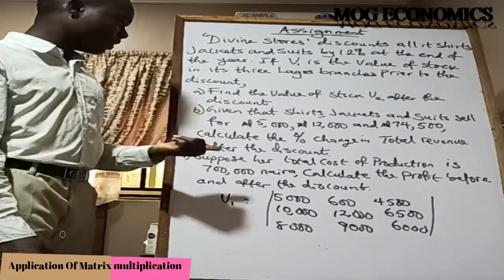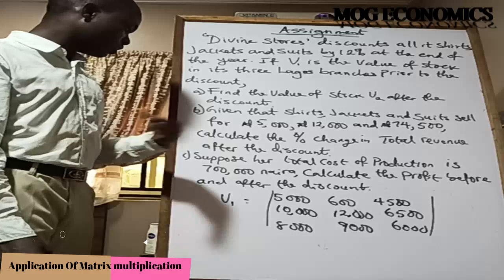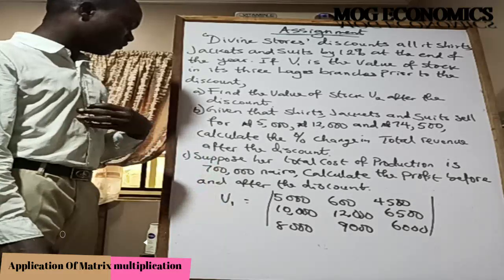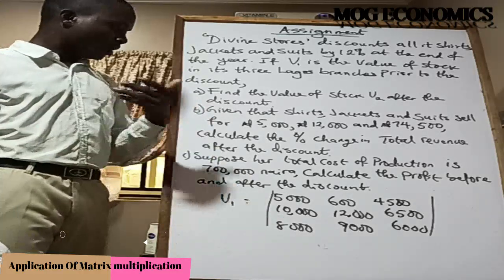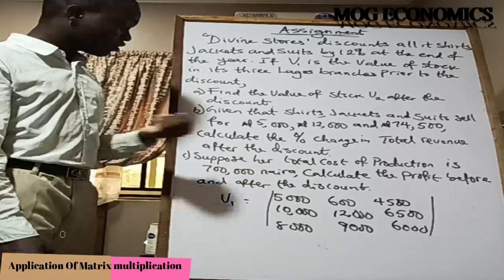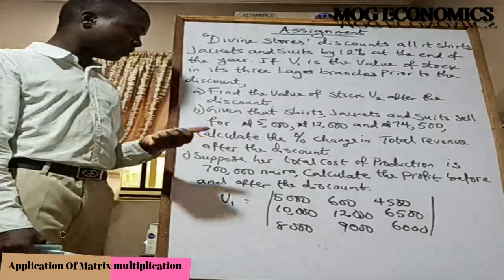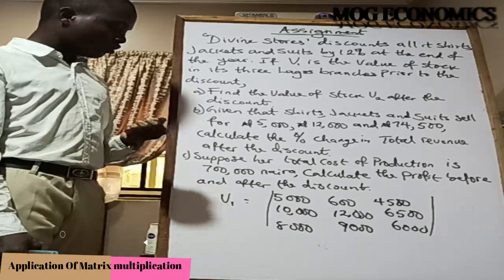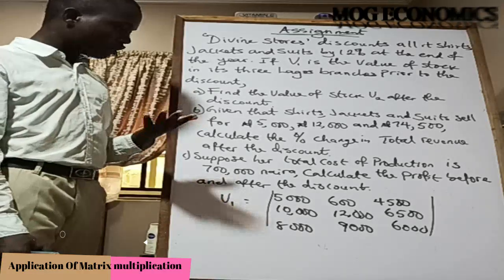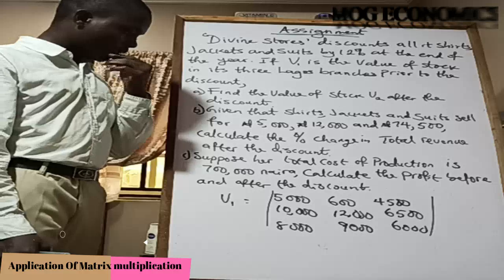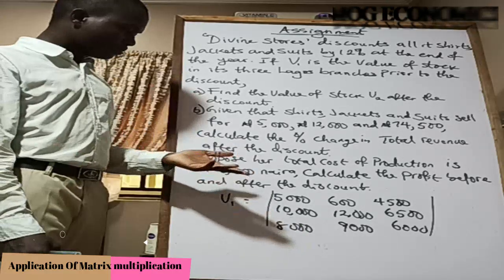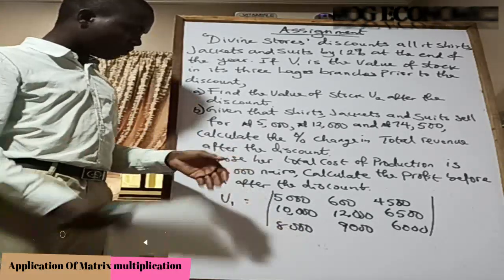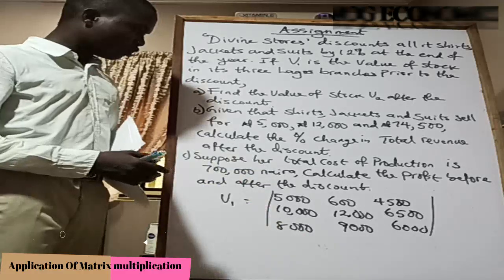Then suppose the total cost of production is 700,000 naira. Calculate the profits before and after the discount. So I was going to add a fourth question, to calculate the percentage change, but let's just leave that alone. I think this should work.